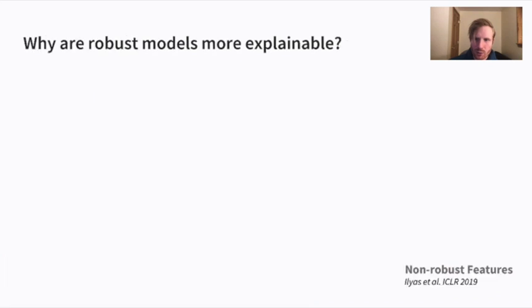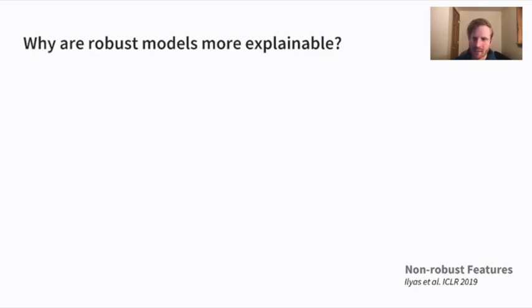But yeah, so that's cool. Robust models seem to be more interpretable, which maybe suggests robustness should be in your toolbox if you're trying to build explainable models. But the last thing I want to talk through here is a bit of interesting intuition as to why robust models are more explainable, which comes from some recent work.